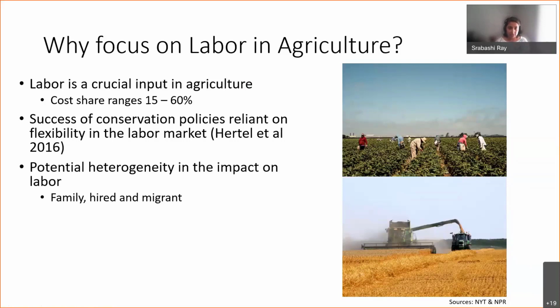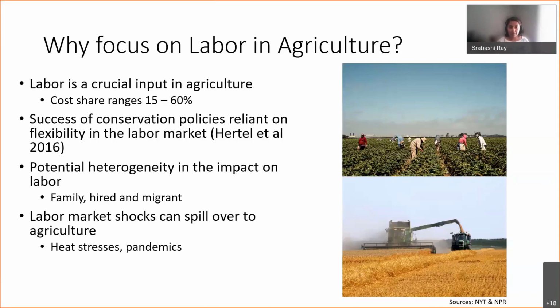As you can see in the two images on this slide, the interaction between labor and agriculture can be really heterogeneous. There are different types of labor that are employed in agriculture, particularly the three broad types are family labor, hired labor, and migrant labor. Different types of labor are employed in different types of crops across very different regions. So based on that, the way agriculture impacts these three different types of labor is likely to be different. And at the same time, the way these three different types of labor respond to shocks in agriculture or conservation policies is likely to be different. And like I said before, because these people constitute 15 to 60% of the inputs in the cost of production, we need to better understand the impact of agriculture and different conservation policies on the lives of real people who are carrying out agricultural work.